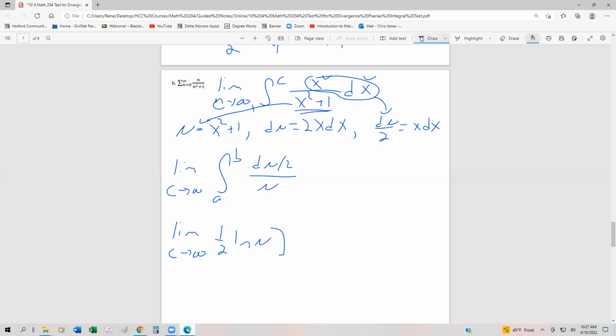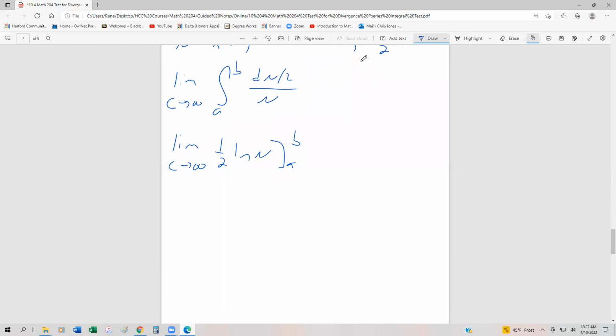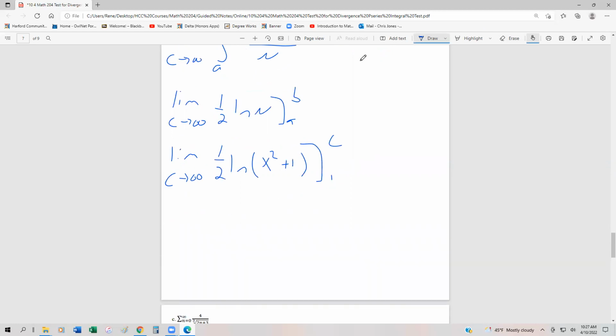Okay, so this is from a to b. We're going to back substitute. So now we get the limit as c approaches infinity of 1/2 ln of x squared plus 1 from 1 to c. And now we're going to substitute c and we're going to substitute 1. So now we get the limit as c approaches infinity of 1/2 ln of c squared plus 1, and then we could just subtract out the other term, so we don't need the limit for that one. And that's just going to turn into minus 1/2 ln of 1 squared plus 1.